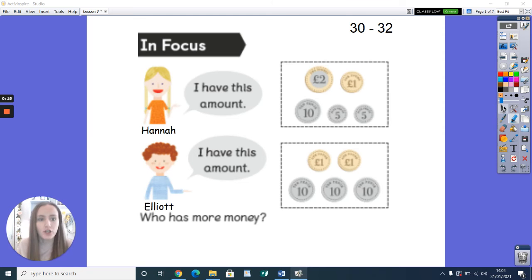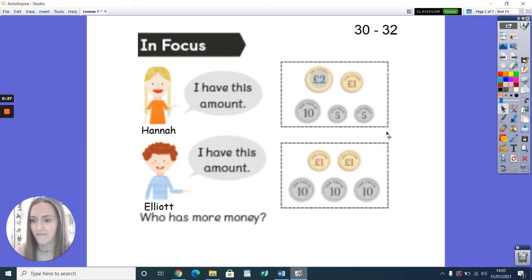So in your textbook you need pages 30 to 32, and it might not look exactly like it is in the book. I've changed it a bit, but it will look similar to this. Today we are comparing amounts of money, so seeing who has more money, who has the least money, what costs more, what costs the least, and so on.